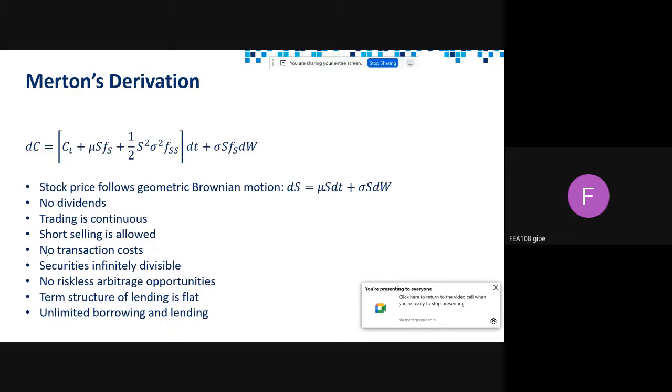And then there are no transaction costs. Securities are infinitely divisible. There are no riskless arbitrage opportunities. Term structure of lending is flat. So, if I lend for 1 day, 30 days, or 1 year, it is all the same. And there's unlimited borrowing and lending. So there are lots of ifs and buts in Merton's derivation. But this Merton's derivation leads us to the Black-Scholes model.